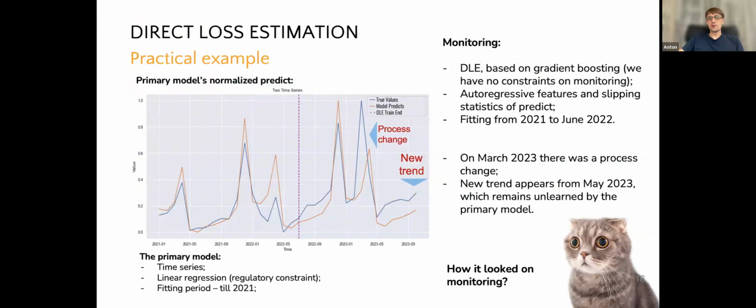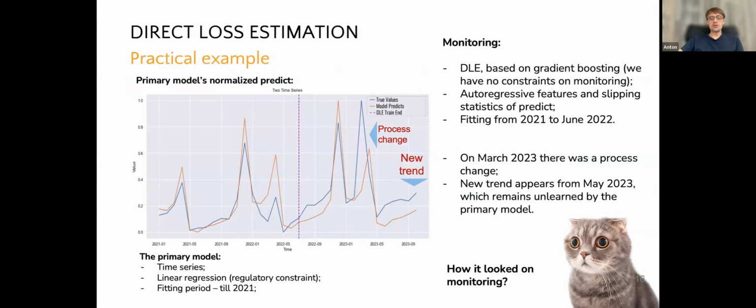In this example, we once again have a model in production without access to ground truth targets or performance metrics. However, this time we are dealing with a regression model, more specifically a time series model. The primary model is built using linear regression due to regulatory constraints, but there are no constraints on the monitoring model. So the DLE model is based on boosting.